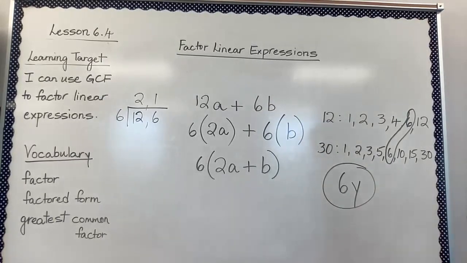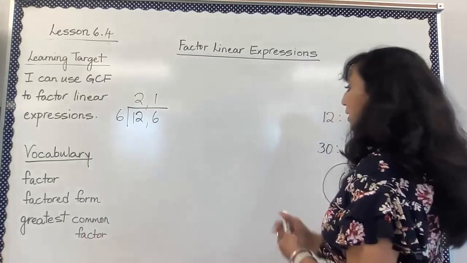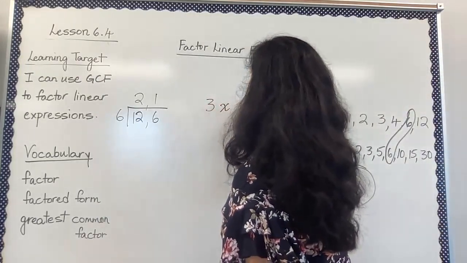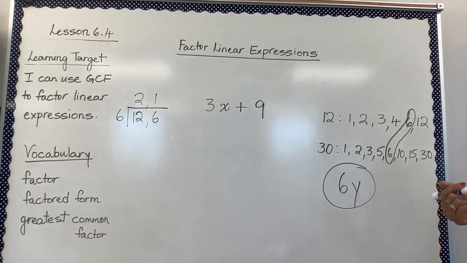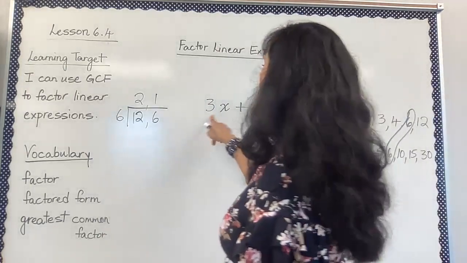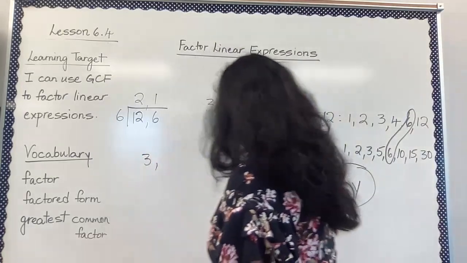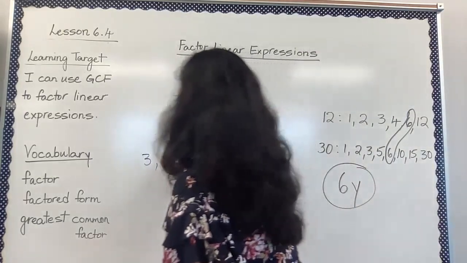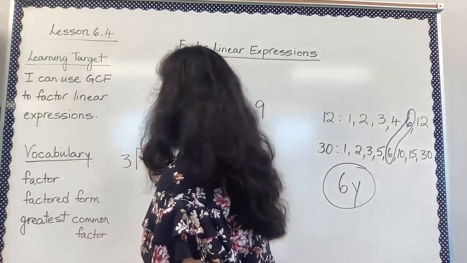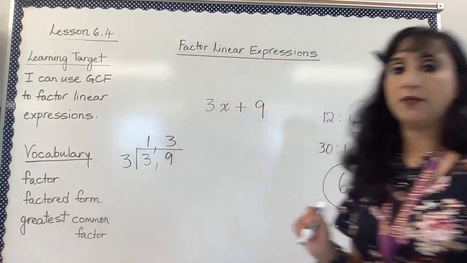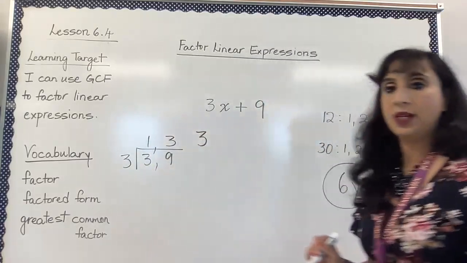If I give you 3x plus 9, so let's look at these two and see what we have in common. Okay, so I have a variable and I have a coefficient. I'm going to take the 3 and I am going to take the 9. And I know that if I'm trying to find the greatest common factor, it's going to be 3. And I get 1 and I get 3 here, right? So I'm going to rewrite, I'm going to write 3 outside, okay?